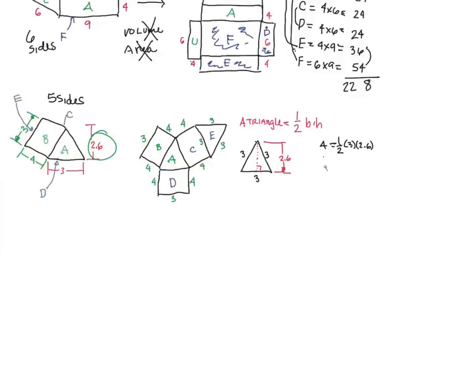And what is B? Now, all the others are going to be simple, okay? B is just 3 times 4. What is C? Once again, 3 times 4. What is D? 3 times 4. And what is E? Well, same as the other one, 1/2, 3 times 2.6.